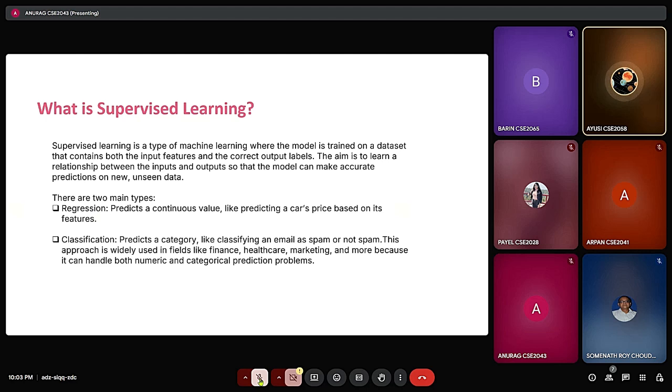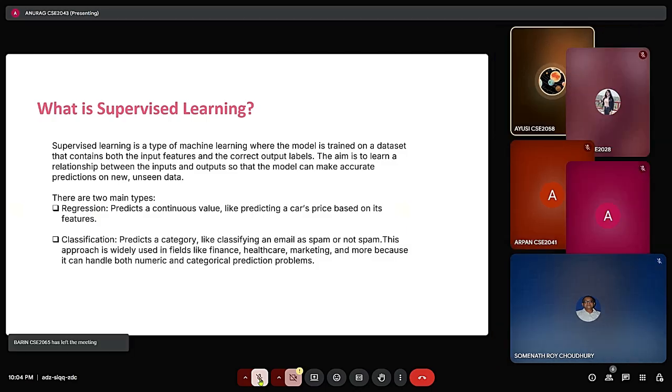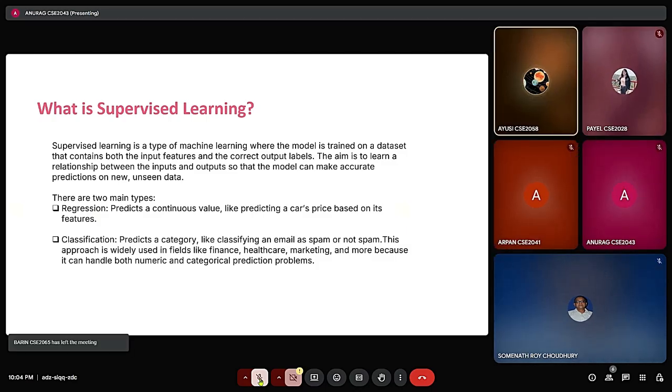What is supervised learning? Before we know about supervised learning, we have to know what machine learning is. Machine learning is a field of artificial intelligence where systems learn from data to identify patterns and make predictions without being explicitly programmed. And a core type of machine learning that uses labeled data to train a model is supervised learning. The data has both the input and the correct output, which allows the model to learn the relationship between them.